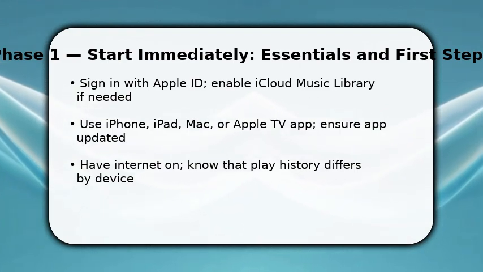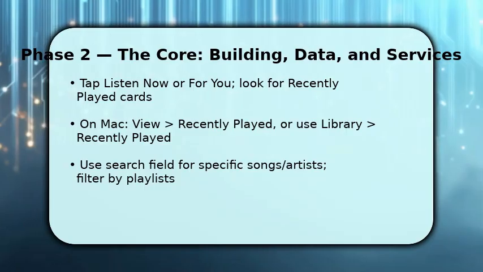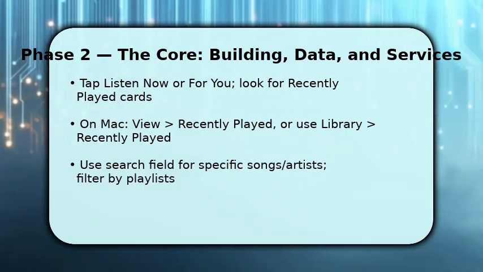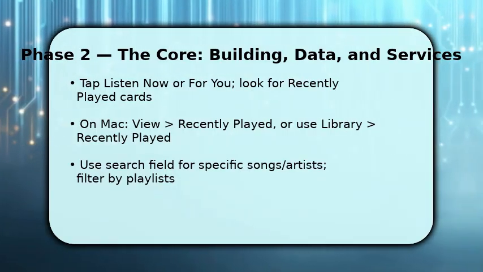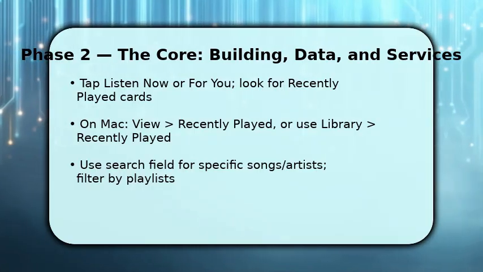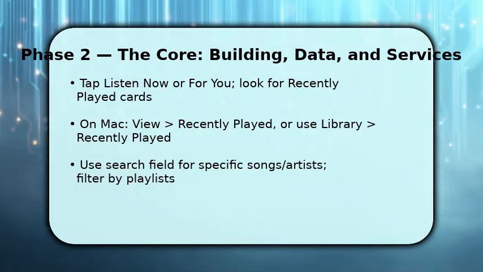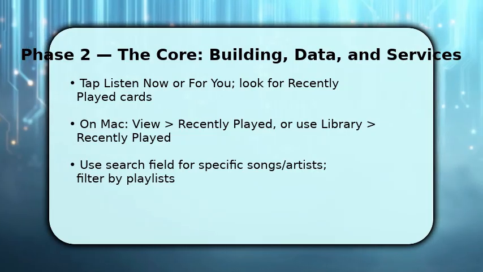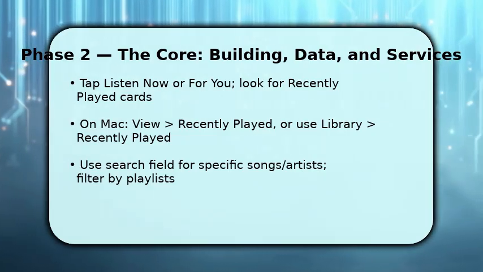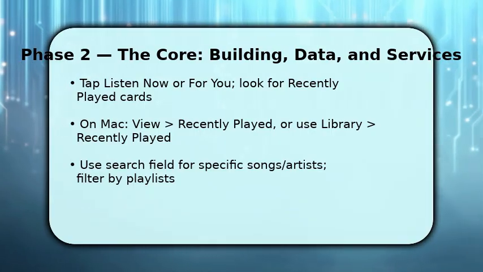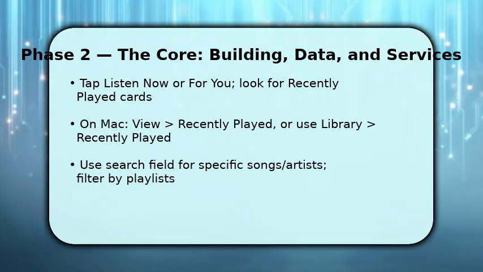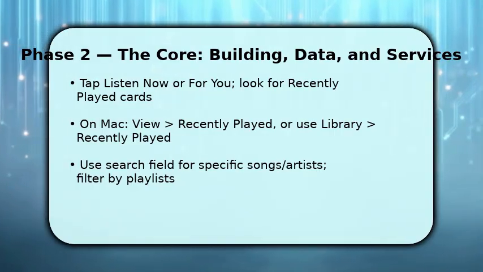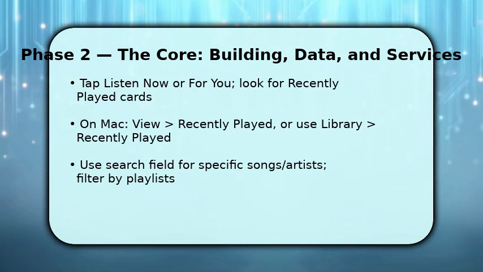Next, go directly to Listen Now or For You where Apple Music surfaces recently played. You'll see cards or lists that show songs, albums, and stations. On Mac, choose View then Recently Played, or open Library and select Recently Played for a fuller list. If you want a particular track, use the search field and type song or artist, then check recent plays in that item's page. Make sure to scroll. Apple groups items by album or date, so scanning reveals patterns and repeated plays.